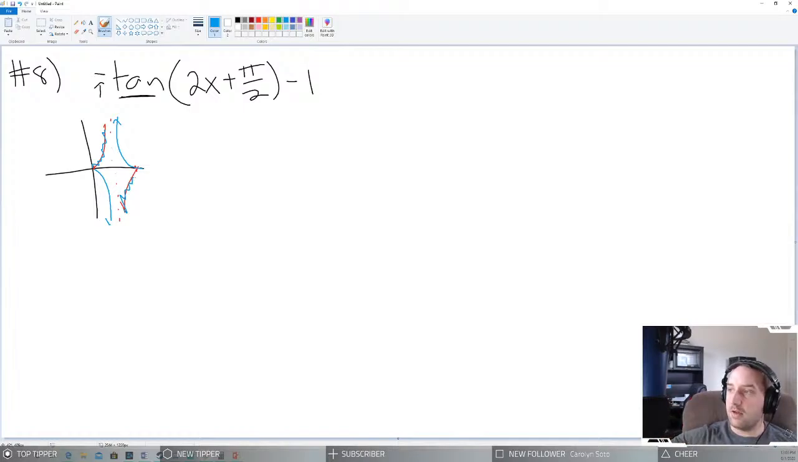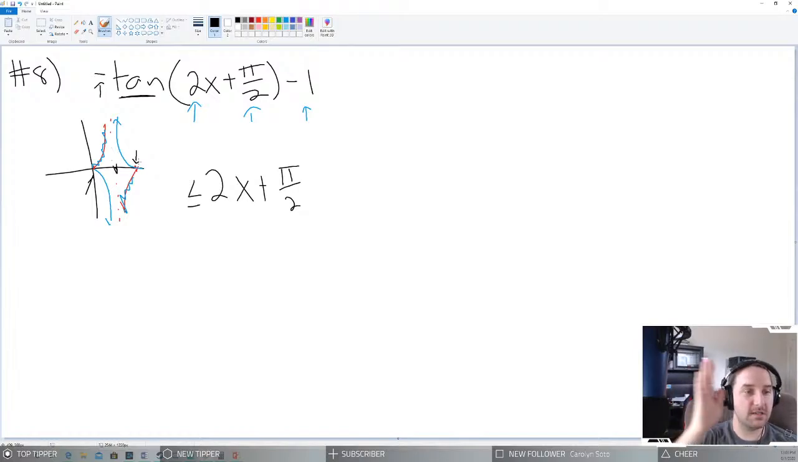Now I have a period shift, a horizontal shift, and a vertical shift. We need to recognize those when we go to plot and graph them. So I need to take this 2x plus pi halves, because I need to find what these values are. I don't know what that value is, I don't know what that value is, I don't know those x values.